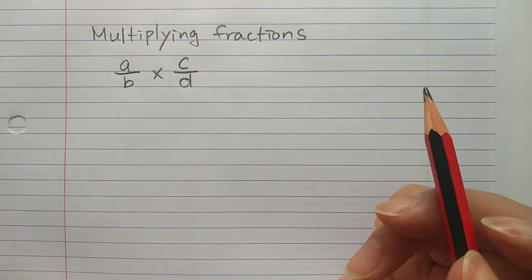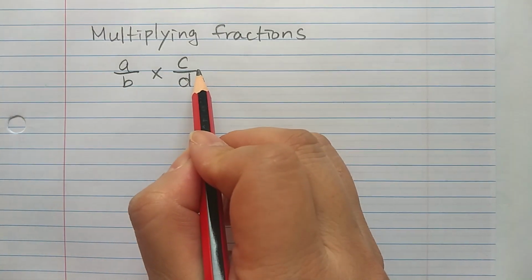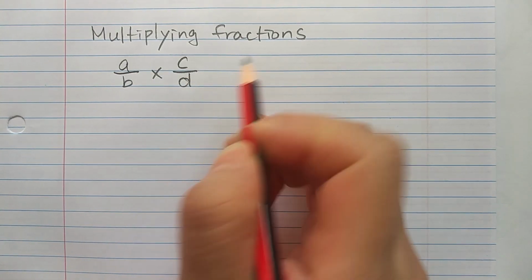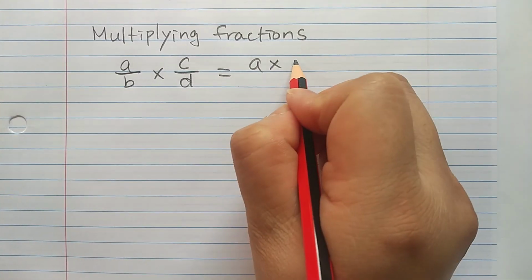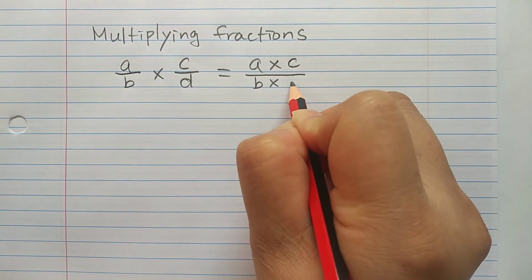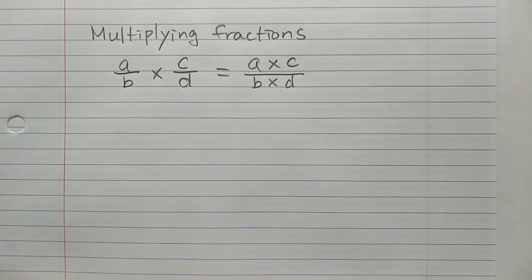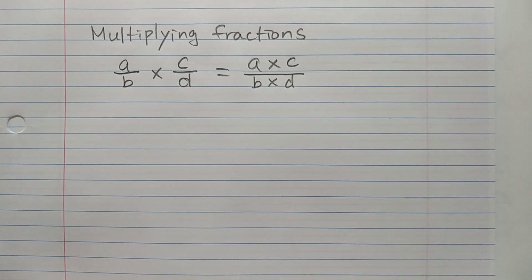When you multiply fractions, you multiply the numerator by the numerator and the denominator by the denominator. So it is A times C over B times D. When we were working on the addition and subtraction of fractions, we were already doing the multiplications.